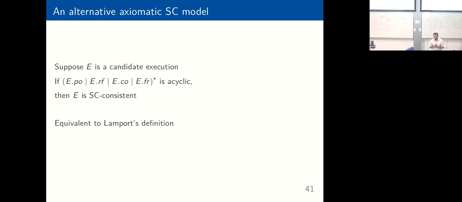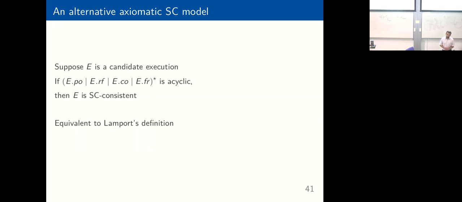What was I going to say next? Maybe I'll answer questions before. Is the other way around straightforward, or is it hard work? The other way is fairly easy. In fact, I can give you the intuition of that bit. Lamport's definition gives you a sequential order, a total order, a linear order over all events.